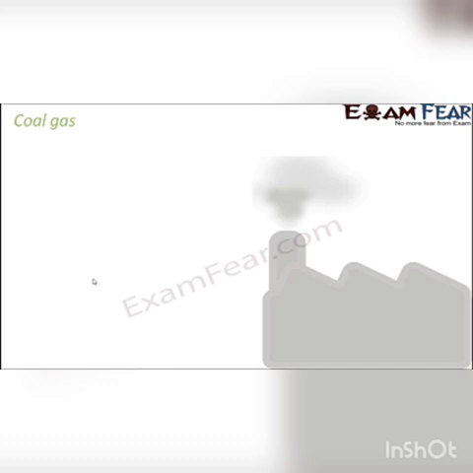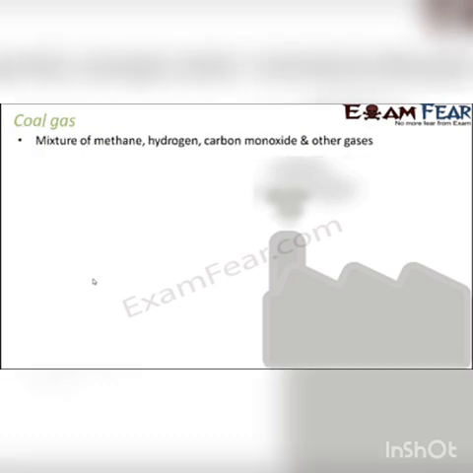Next is coal gas. It is a mixture of several gases like methane, carbon monoxide, hydrogen, and small amounts of many other gases. A lot of gases together form the coal gas. This coal gas is mostly used as a source of heat rather than a source of light, although it can be used as a source of light also. In earlier days it used to be used as a source of light, but these days it is mostly used as a source of heat.